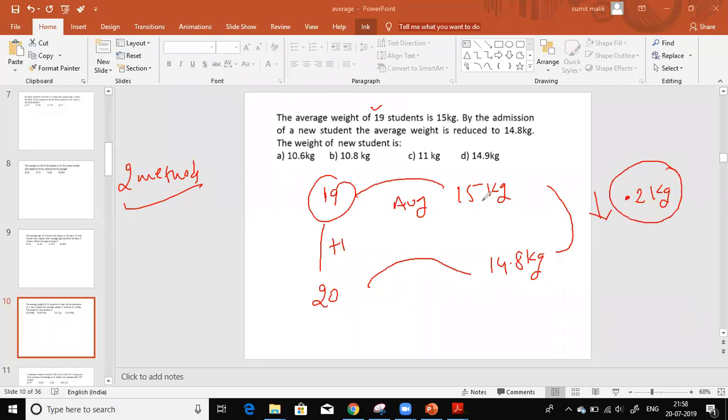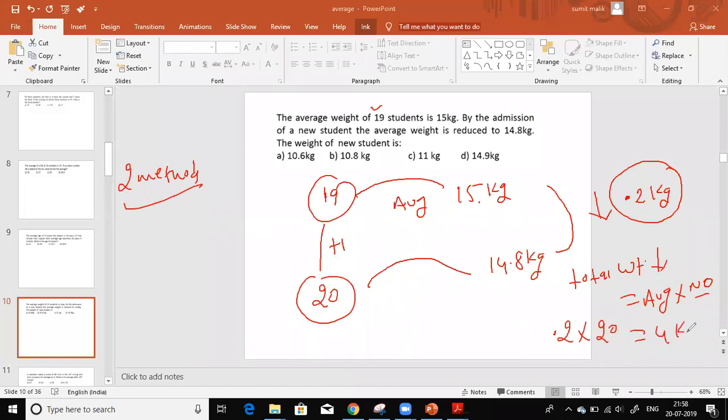So the average is decreased by 0.2 kg. If the average is decreased by 0.2 kg, then the total weight is decreased by... You know very well how to calculate total from average and number. So the average is 0.2 and the total number now became 20. Multiply 0.2 with 20, that is equal to 4 kg. So if earlier weight was 15 kg, the total weight is decreased by 4 kg. That will be equal to 11 kg.